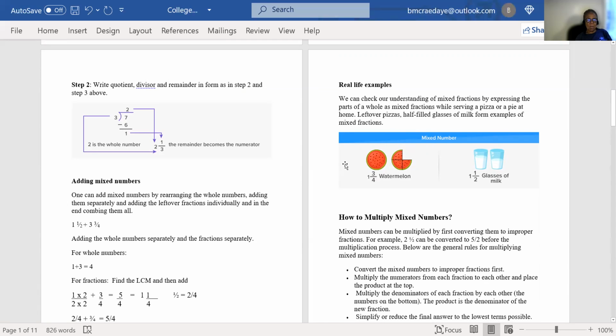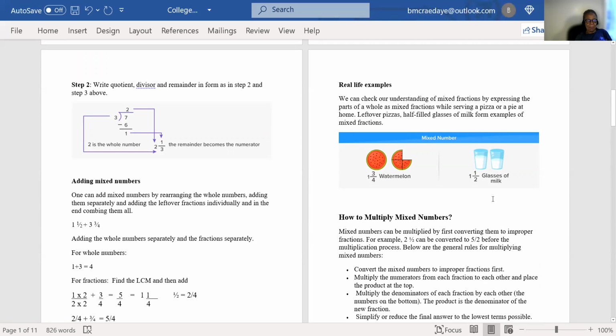Now look at the watermelon here. You have 1 representing this 1 slice, and then you have 3/4 of a slice of the watermelon here. When you combine it, you get the whole number 1 and the 3/4 fraction. Okay, let's apply it to glasses of milk. You've got 1 whole glass of milk represented by this diagram, and you've got a half glass represented by this diagram. When you combine them, 1 plus 1/2, you get a mixed number.